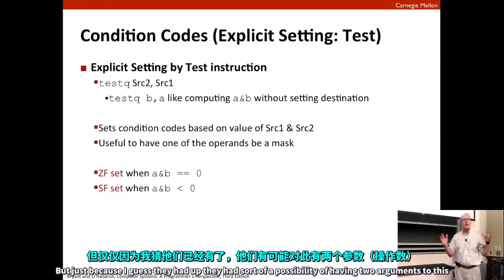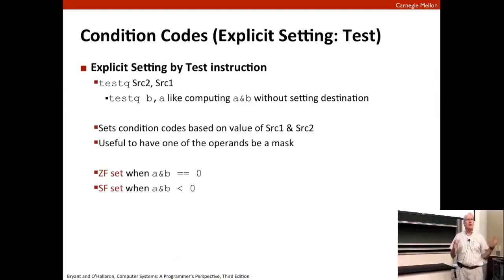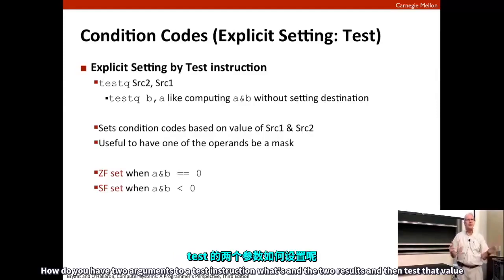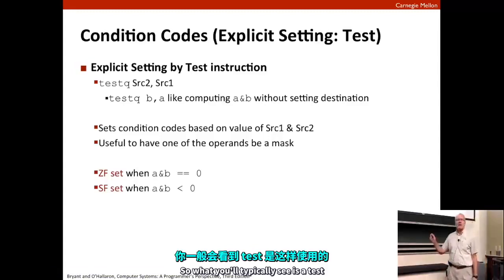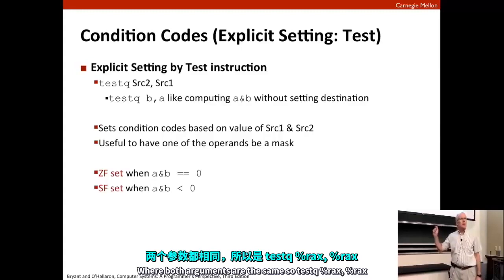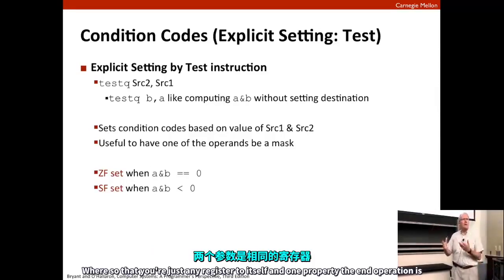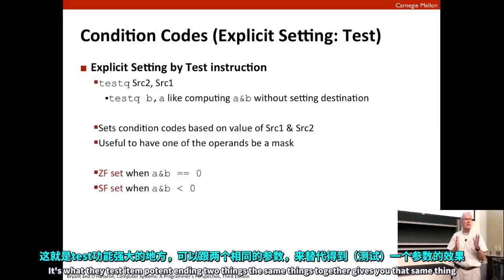But I guess because they had the possibility of having two arguments to this, they decided, well, let's go ahead and do it. How do you have two arguments to a test instruction? Well, let's AND the two values and then test that result. So what you'll typically see is a test where both arguments are the same, say testq %rax, %rax, where you're just ANDing a register with itself. One property of the AND operation is that it's what they call idempotent: ANDing two of the same thing together gives you that same thing.